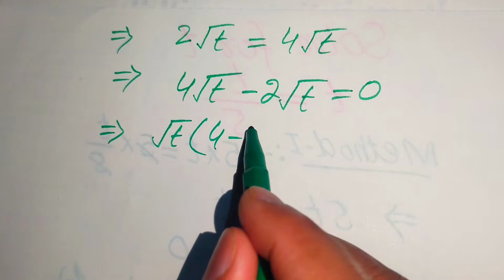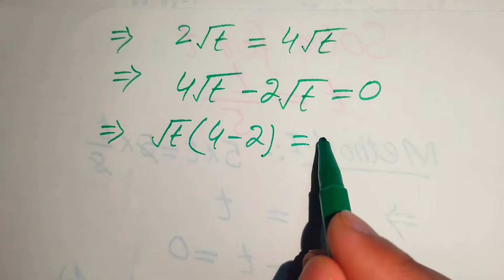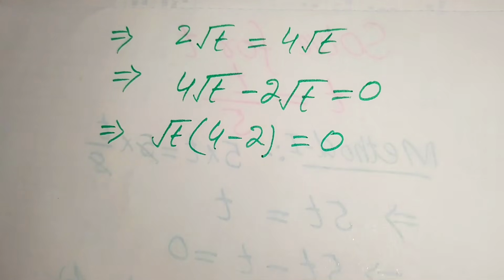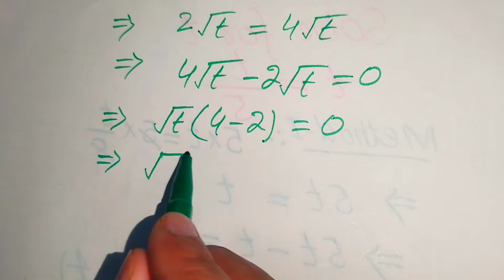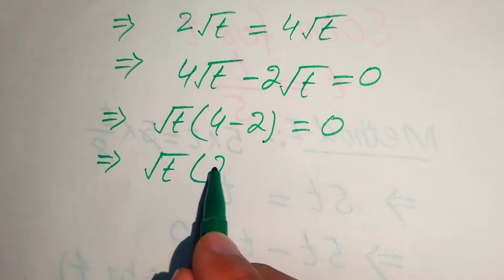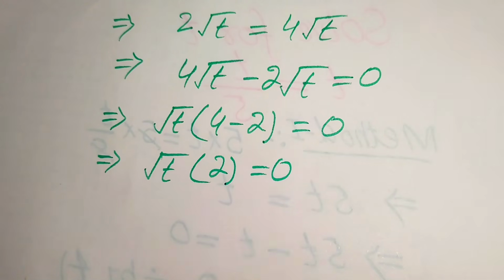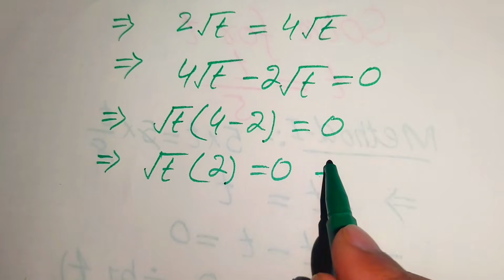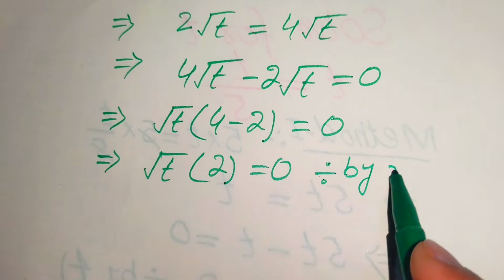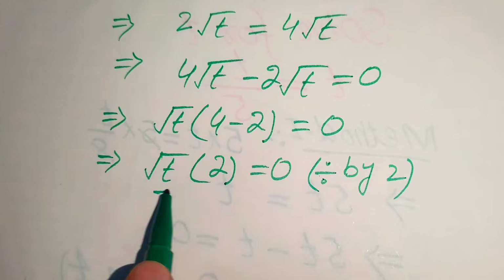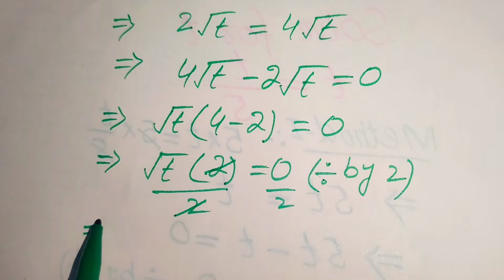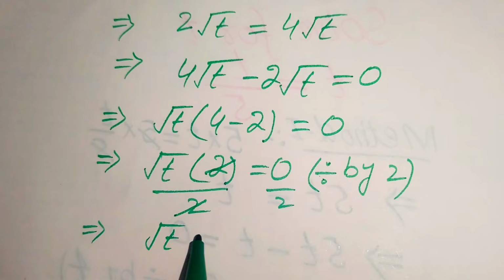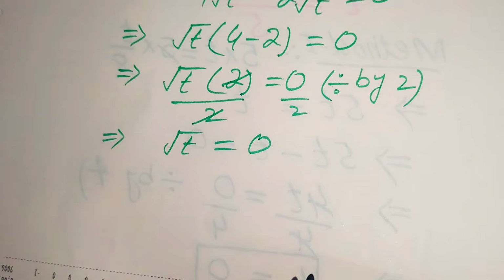So when we take it common, the remaining values are 4 minus 2, and this whole equation is equal to 0. From here we get the square root of t into 4 minus 2, which becomes 2, and this whole equation is equal to 0. Now we divide this equation on both of the sides by 2 in this way. So this 2 and this 2 are gone, and we get the square root of t is equal to 0 divided by 2, which is equal to 0.